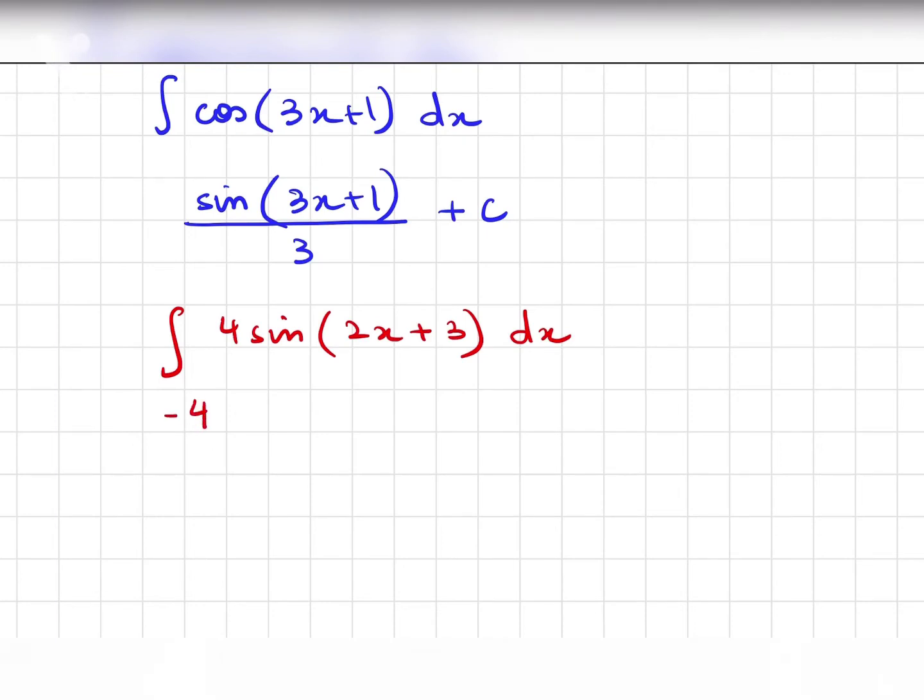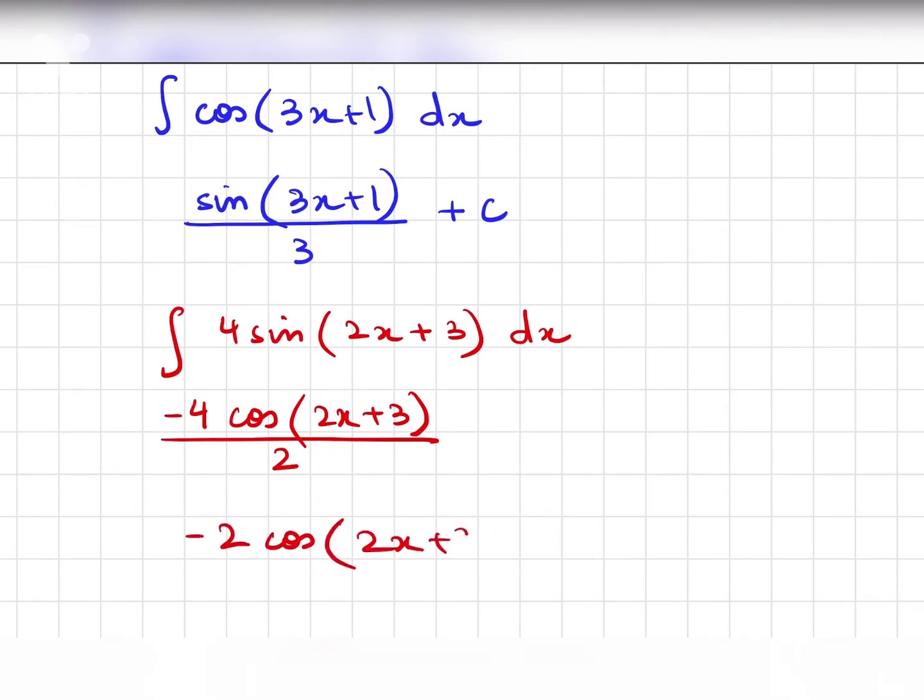You will first change the sign. Sign is negative, that's why I wrote a negative 4. Nothing happens to 2x plus 3, and divide it with the differential of 2x plus 3, which is 2. Now we can simplify this. This will become minus 2 cos 2x plus 3 and a plus c with it.